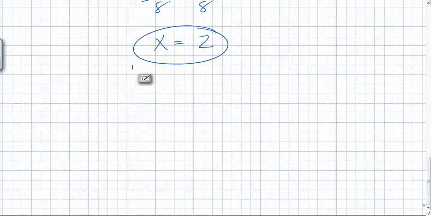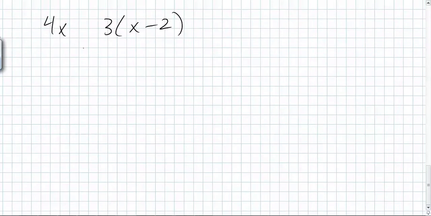Things could get a little bit more complicated if you add in some negative numbers. So for example, you could have 4x minus 3 times x minus 2, sorry, minus, not equals. And that's going to equal 21. We're going to distribute first because we want to get rid of these parentheses. And now we're distributing a -3.